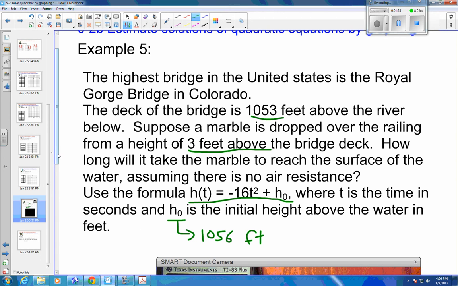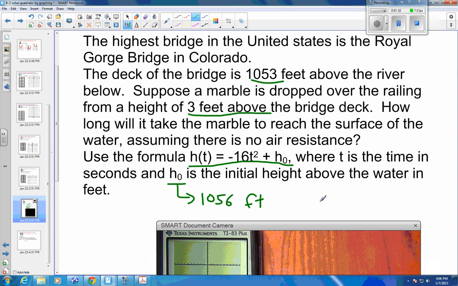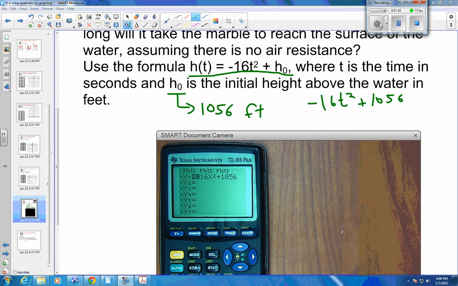Okay, so then we want to take this and we are going to plug that value in and graph it. So we're going to have a negative 16 t squared plus 1056. So I've plugged that equation into my calculator by pushing the y equals button, and yeah, we're using t, but it doesn't really matter what letter you use. The button actually says it's xt, theta, and n, but it just puts an x up there.